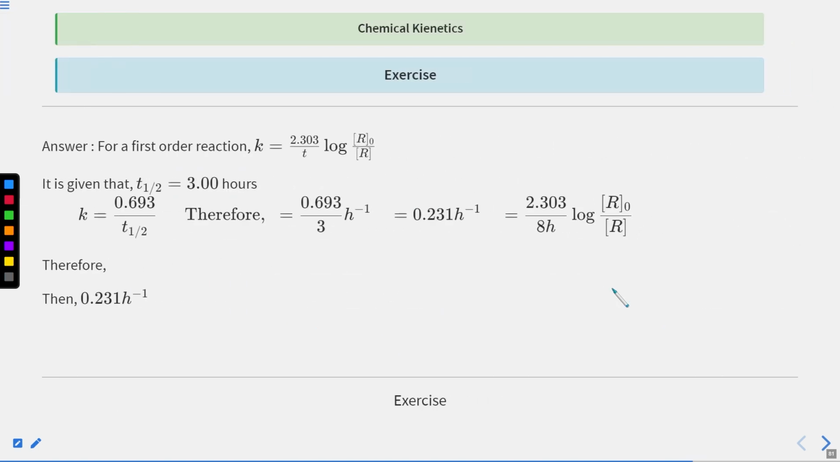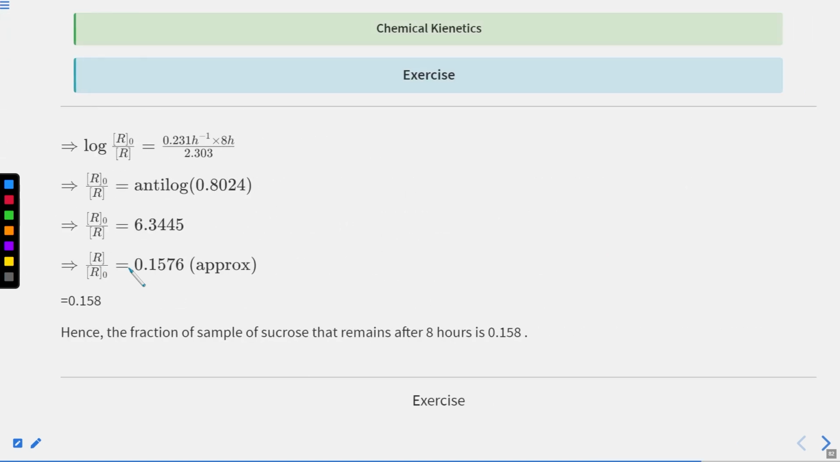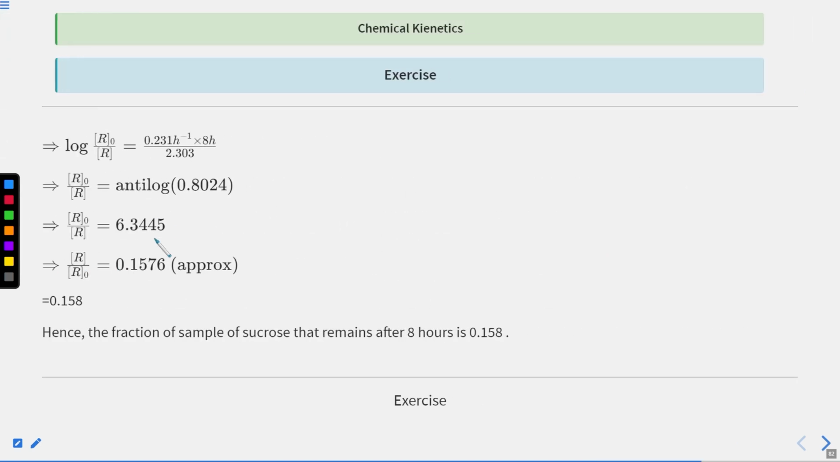So you have to do the same thing, A naught by A. Therefore, you can calculate it with 0.231 per hour from here. Now you have to calculate not A naught by A but A by A naught, as I have told you. That would be 0.1576, or 0.158 approximately.